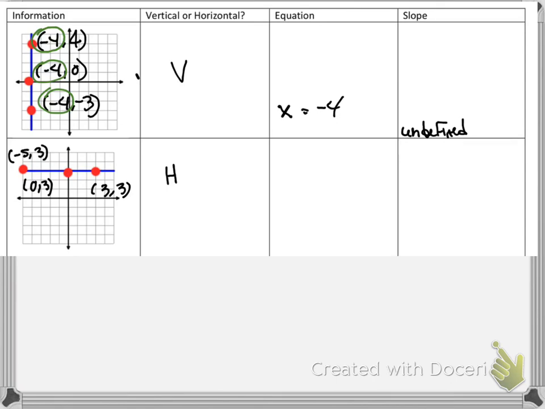-5, 3. So as we write all those values, we can see a pattern emerge, which is that the y value of all of these ordered pairs is remaining constant. So in this case, we're going to have the equation y equals 3. And then remember, the slope of our line is 0.